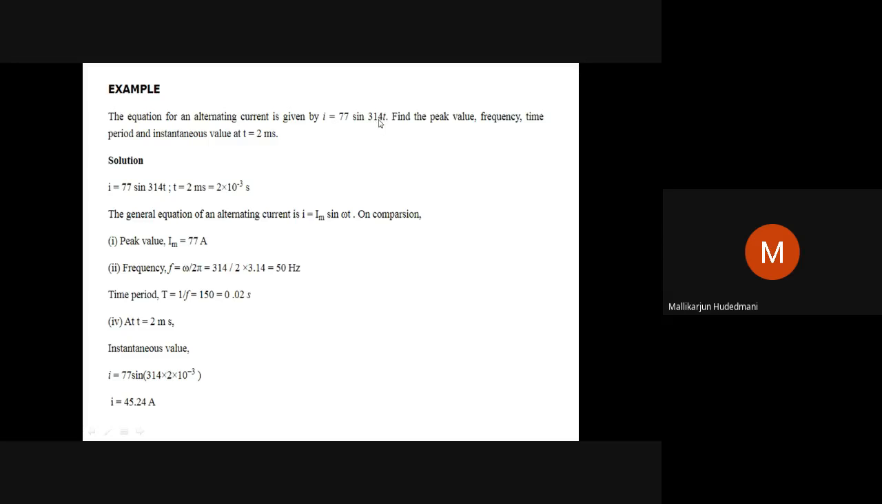This wave is a progressing sine wave, progressing with omega t, 314t, with a peak value of 77. So this wave, having a frequency of 50 hertz, at the particular time of 2 millisecond shows me a value of 45.24 ampere. This is the knowledge we get from this.